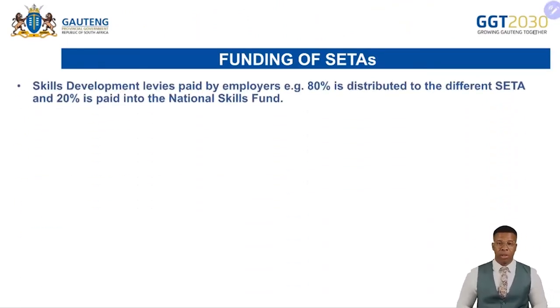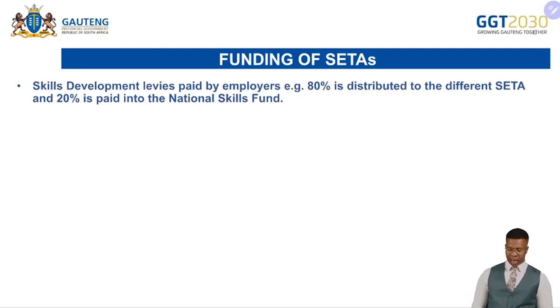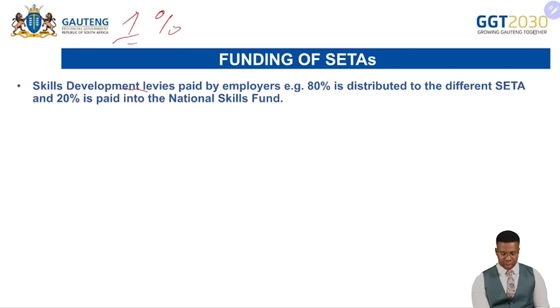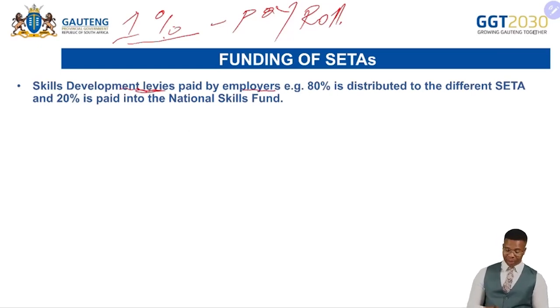Now, let's see how they are funded. How do they receive the income to operate their office? So they would receive money in this way: skills development levies. Remember, businesses, again, this is very, very important, hence I say it's critical. Businesses pay 1% of their payroll. Since businesses pay that 1%, it is considered to be a skills development levy paid by the employer, and then that skills development levy would be divided by the sectors.